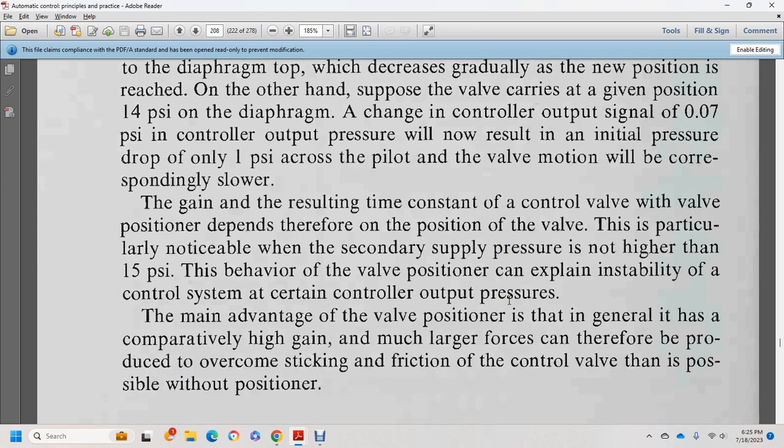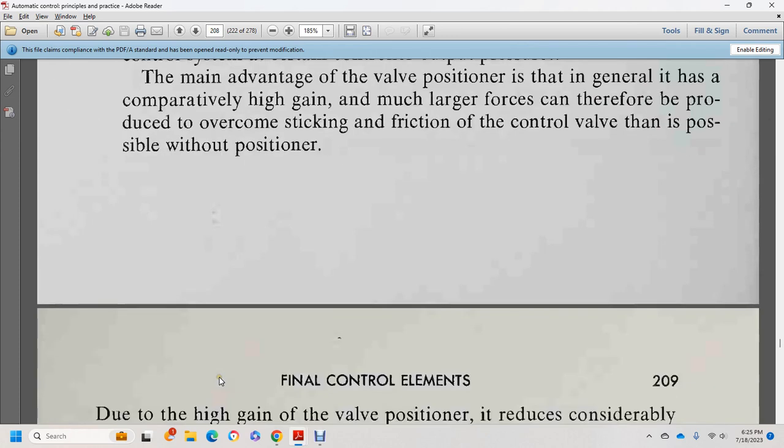At a certain control output pressure, the main advantage of the valve positioner is generally its comparatively high gain, so that larger forces can be produced to overcome sticking and friction in the control valve, which is impossible without the positioner.